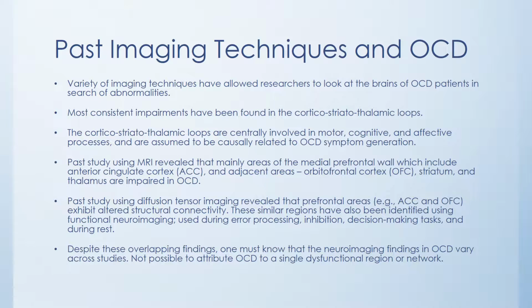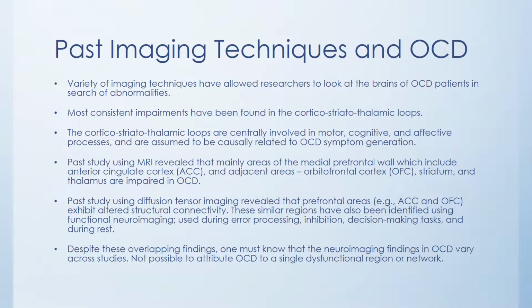The article I have chosen decided to focus on a variety of imaging techniques used in past research. These imaging techniques have allowed researchers to look at the brains of OCD patients to look for abnormalities in the neural circuits that control behavior. For most of the past studies, there have been consistent impairments found in the corticostriatothalamic loops. These loops regulate neural activity and are centrally involved in motor, cognitive, and affective processes. They are also assumed to be causally related to OCD symptom generation.